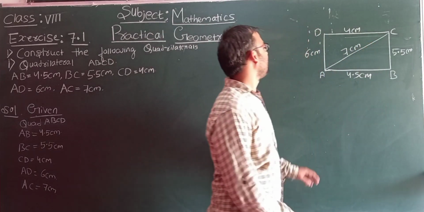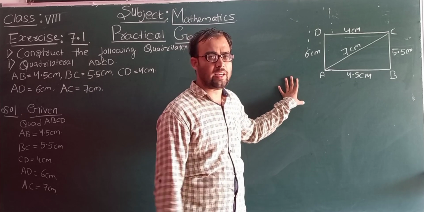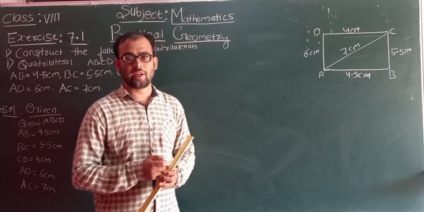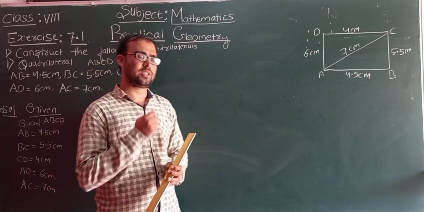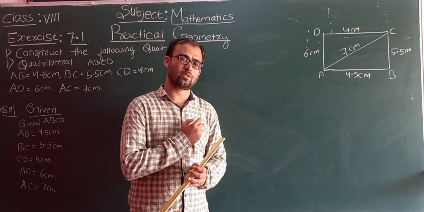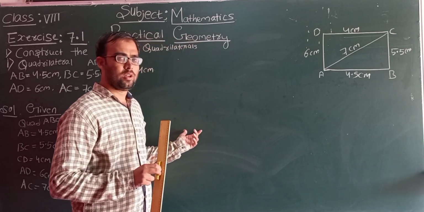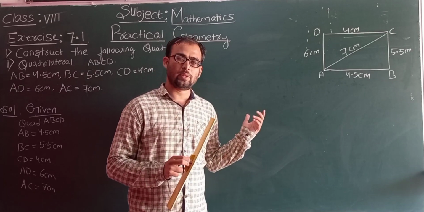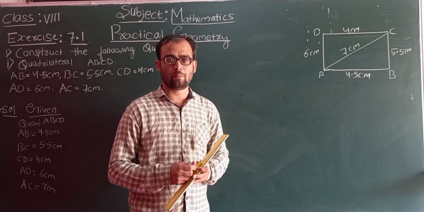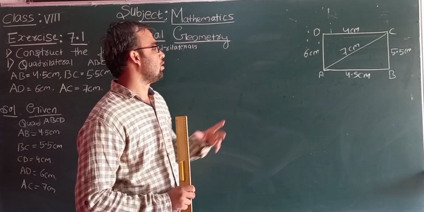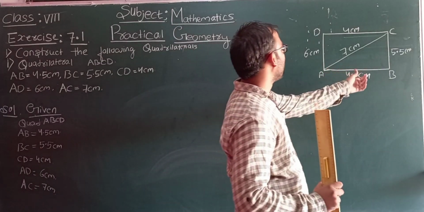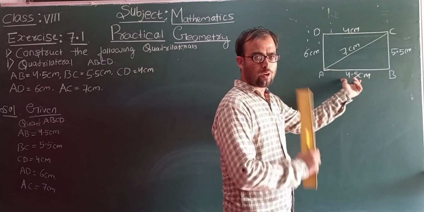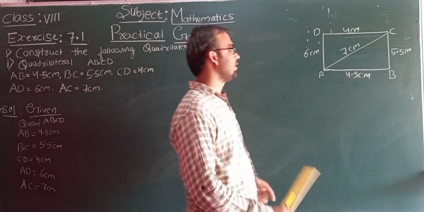So first thing you need to draw the rough figure and write the dimensions. Students, here we cannot take the exact measurements. It is difficult to take the exact measurements on board because it will be small and you cannot see clearly. So here we will take the approximate measurements, and you need to take the correct measurements while solving the problem. So first we need to draw the line AB of 4.5 centimeter.